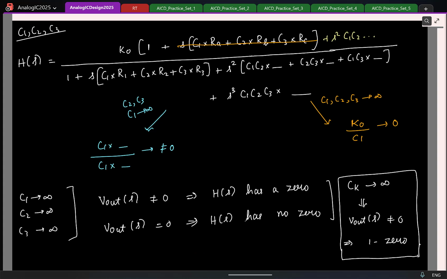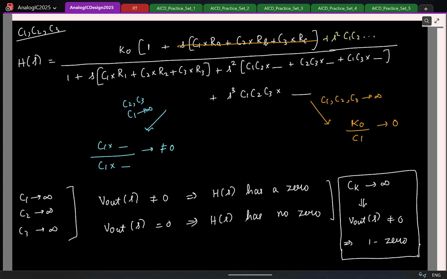So the idea to check if I have 1 0 was tending one of the capacitors to infinity, and if for any of those combinations the output was non-zero, we could conclude that I have 1 0. Now I'll take 2 capacitors at a time, tend both of them simultaneously to infinity, and for this case, if I find that the output is non-zero, how many zeros will I have?